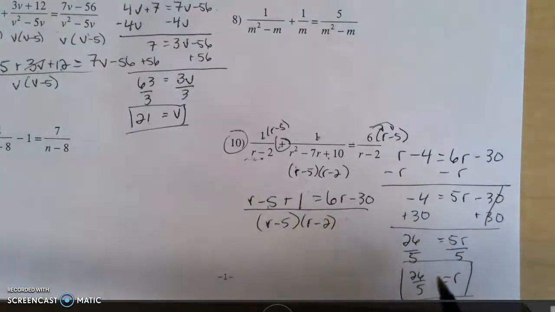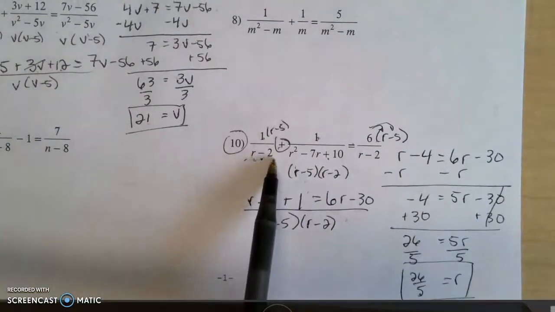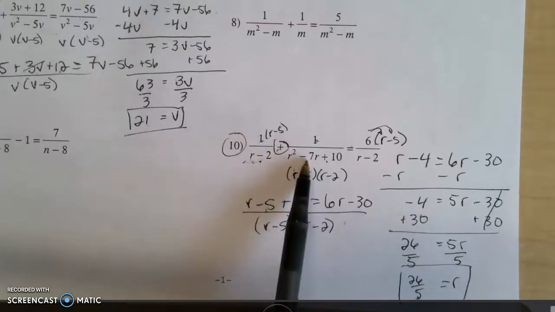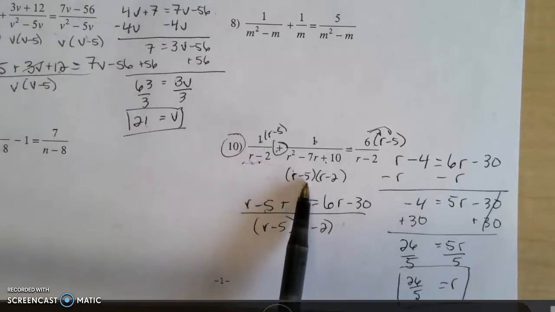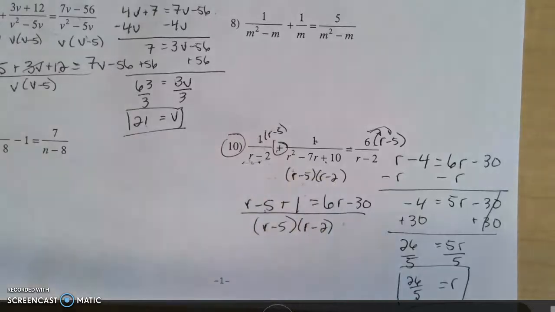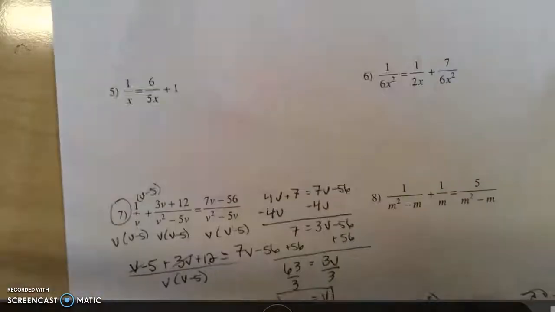Now I have to check. If I plug in 26/5, does that give me 0? No. Does that give me 0? No. I can check by putting it in here. 26/5 minus 5? No. 26/5 minus 2? No. So, my solution works.